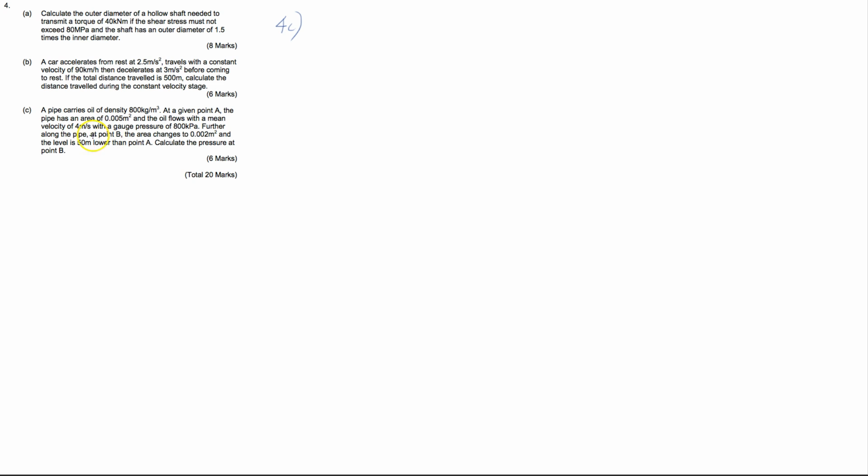And the level is 50 meters lower, so there's a 50 meter head, so H2 is 50. Calculate P2 effectively. Right. I'm going to do this a bit backwards. I'm going to list my two equations. I'm going to say my continuity equation first, just because you're going to get yourself some marks just by doing this. So that's Q equals A1 V1. Area 1 times velocity 1 equals A2 V2. In other words, whatever comes into the pipe has to go out of the pipe.